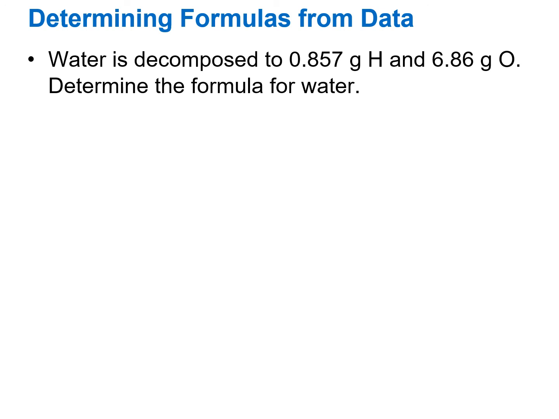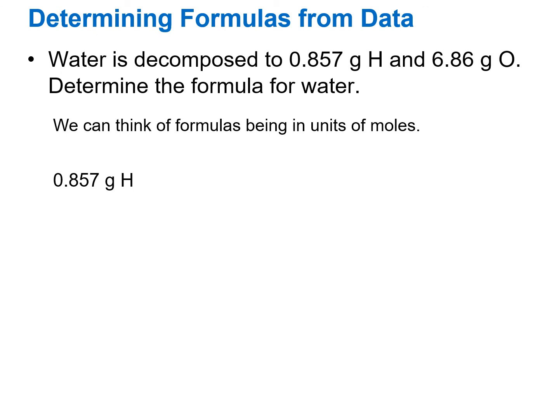Well, the answer is yes. So how are we going to do that? Well, we can think of formulas as being in units of moles, as we just saw from the previous example. So let's see if we can make some conversions here. Let's say that we have this 0.58 grams of hydrogen. Can we get it out of grams of hydrogen and into moles of hydrogen? Yes, we can, and we would use molar mass. And the units we seek would be moles, so it's going to go on top.